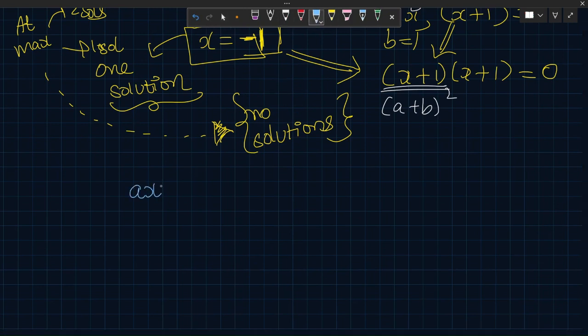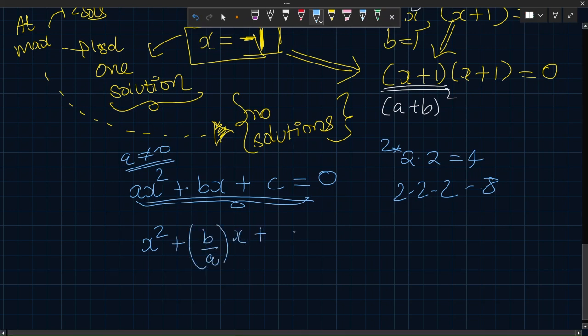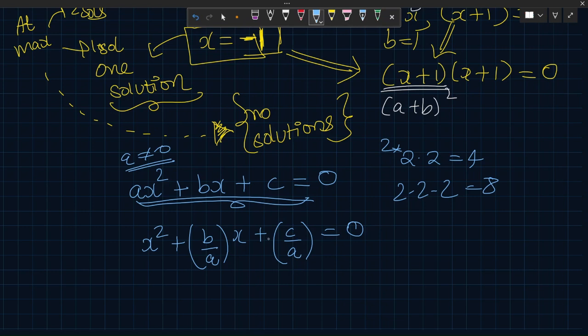Let's take a general equation ax square plus bx plus c is 0. Let me divide this equation throughout by a. I can do that, right? If 2 times 2 is 4, I can say that 2 times 2 times 2 is 8. I can multiply equations by a number, I can divide equations by a number. Let me divide this entire equation by a, and a is non-zero, that's my condition. So I'm not dividing by 0. So I will get x square plus b by a x plus c by a is 0. This is what I get.